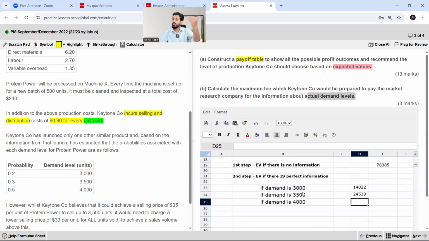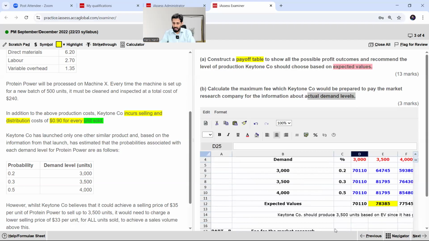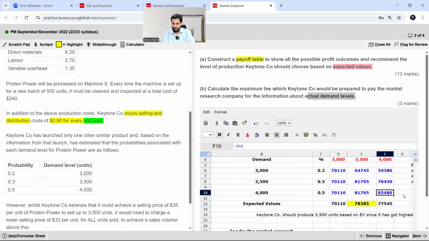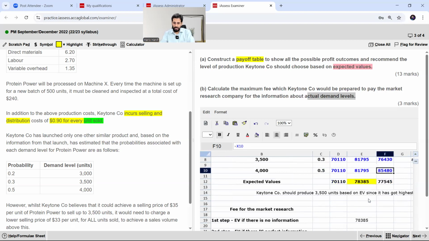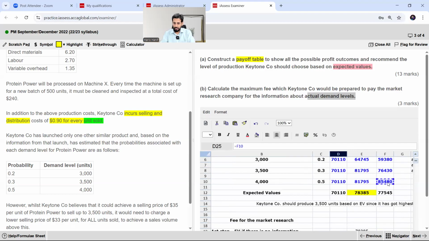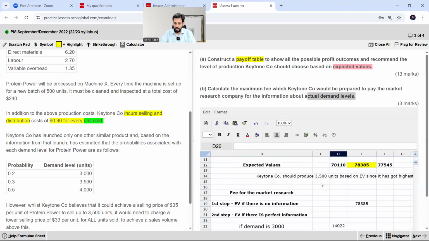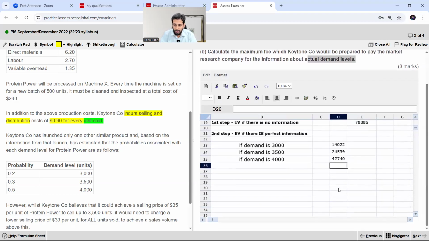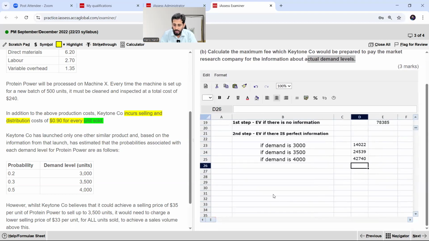And if demand is 4000 units, definitely I should go with this value, 85,000. If demand is 4000, right? So press equal to this, multiply by 0.5. Got this answer. Now what you have to do now?